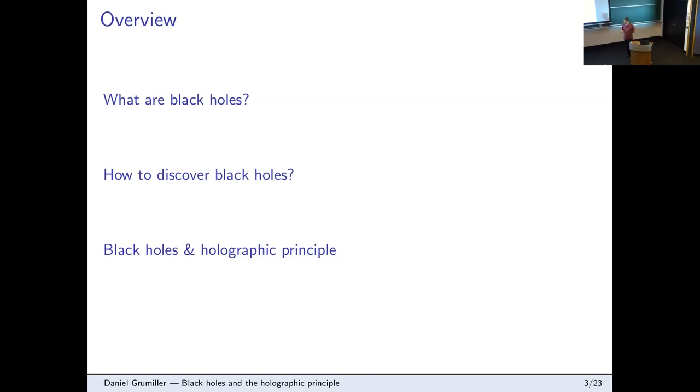And if you're not a physicist, I hope that you take away the main message from this part, namely, what is a black hole? Then I'll spend a little bit of time on the question how to discover black holes or how to make the invisible visible. And in the final part, I talk about black holes and the holographic principle. I'll do so again in a mostly non-technical way, but there will be one slightly more technical slide.